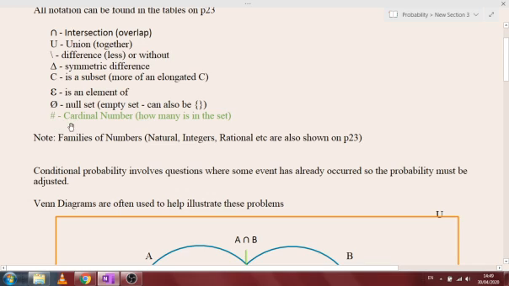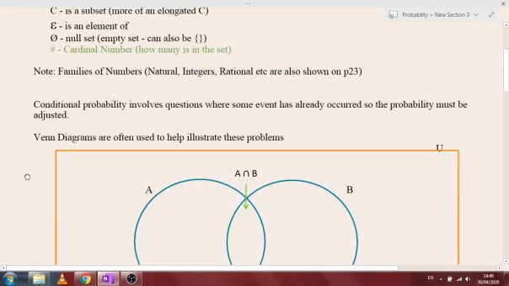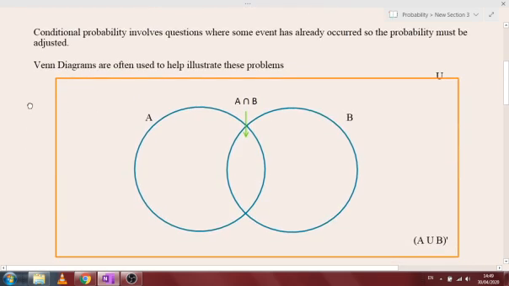And this one in green isn't in the tables but is important. It's the hash, which is the cardinal number. That's how many things are in that set overall. Just as a bit of an aside, people often forget these numbers. They're easy enough to forget, but they're also given on page 23, so you can work it out from there if you forget.